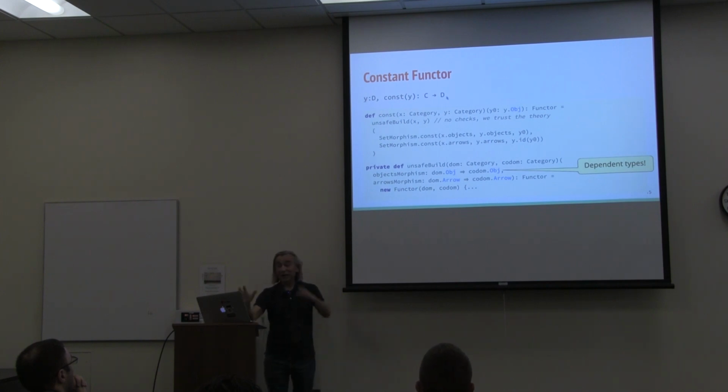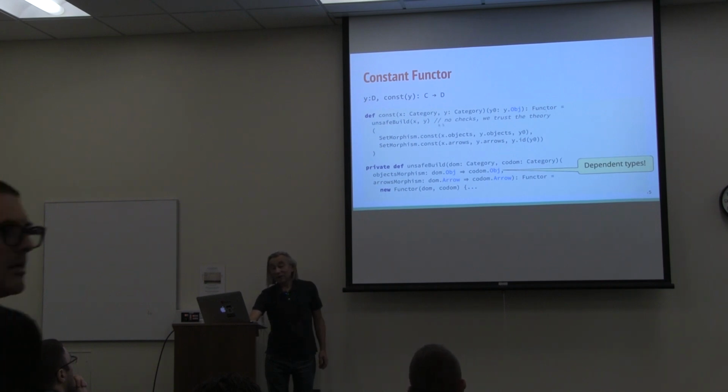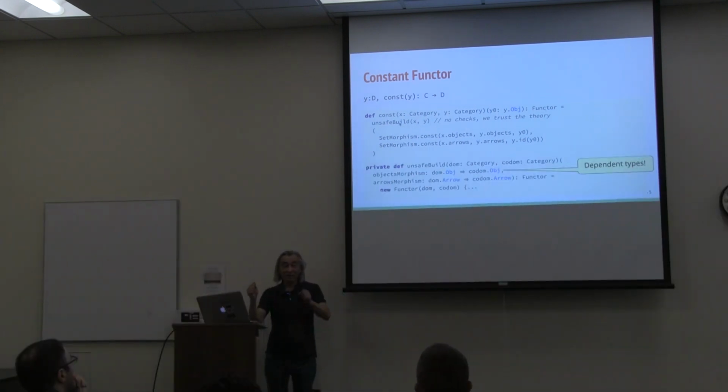That functor takes any morphism in C, any arrow, and gives us an identity on Y. So it's defined like this. We have the first category, X and Y, and a value, an object Y0 in category Y. And I say build, meaning that usually in this code, when you build a functor, you validate everything: is it correct, is it compatible, and so on.